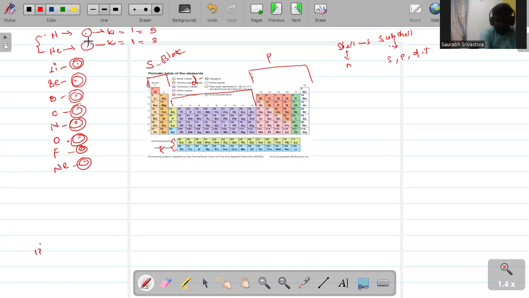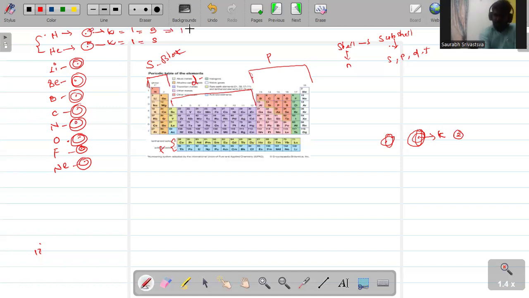Subshell means a division from the shell. The first electron will revolve like this, the second electron will revolve like this. The probability of finding the electron in a particular region: the region is the K region. In the K region, how many electrons are present? 2 electrons. That's why the maximum occupation of the K shell is 2. So that's the reason we are writing 1.